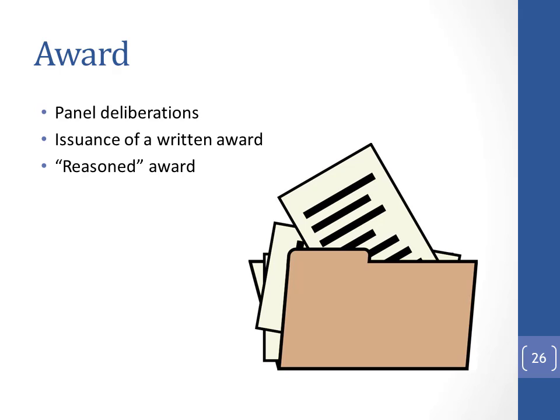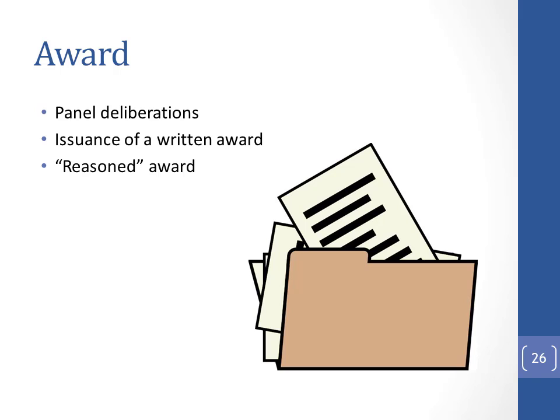It's possible for one of the arbitrators or the umpire to dissent from a majority decision. And in those cases, the person dissenting may also write a short dissent explaining the reasons why they do not agree with the majority.